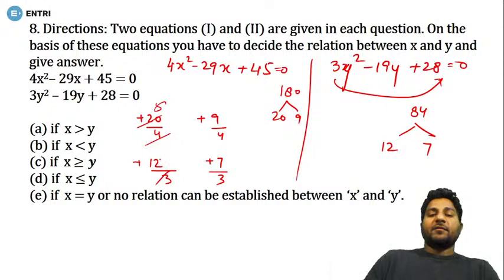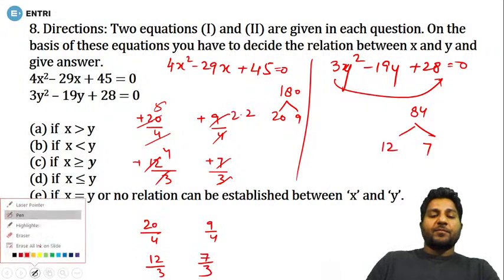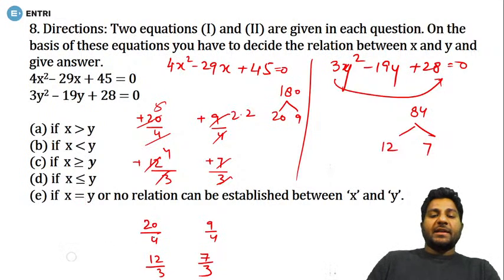4 5 3 4. Look at this, 4 2 point something and 3 2. So what we will do? We will make it as it is. So how are you going to solve this question? 12 by 3. We will do one thing. Remember, we will multiply whole factors with 12, and we'll be getting the value in whole numbers.